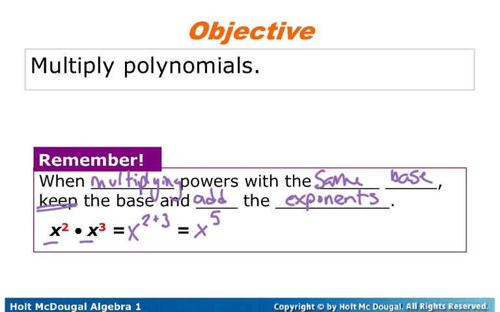So we never actually change that base, so notice it's always x, and as much as it says multiplying here, you're actually adding the exponents. So we do need to be sure that that happens.